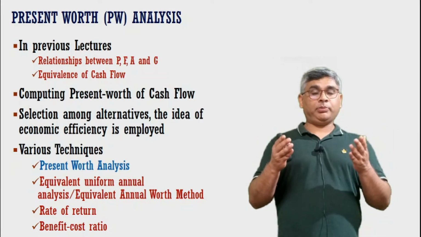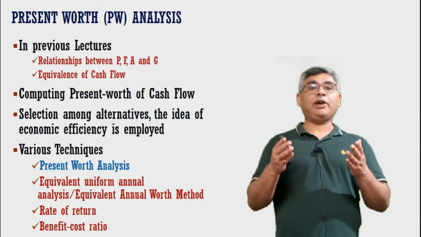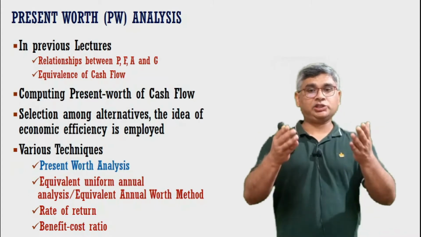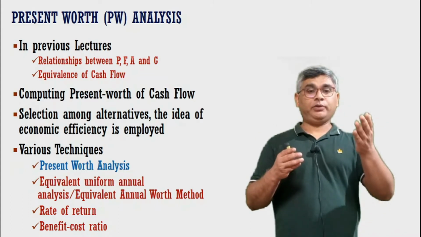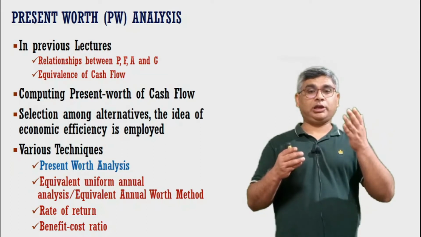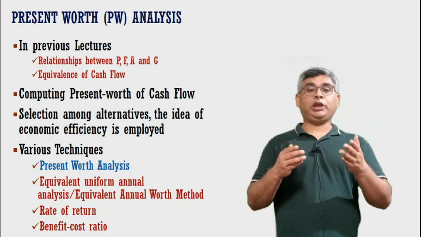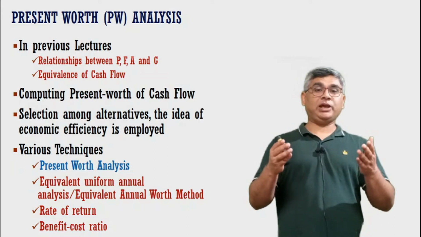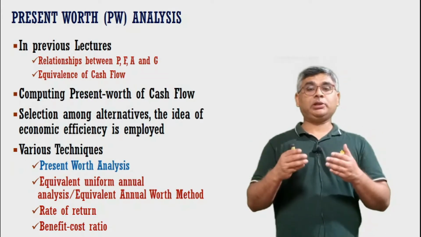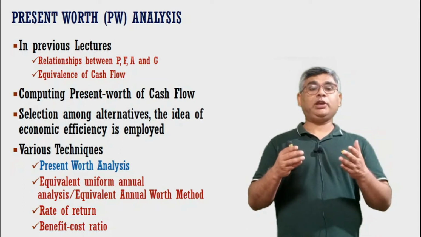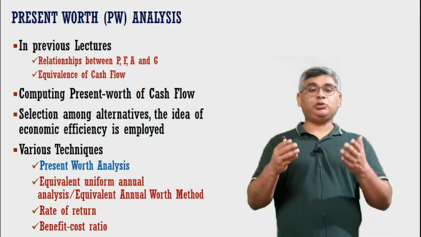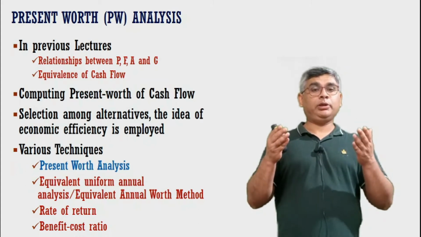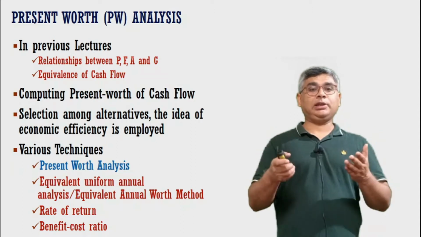Now, for selection among different alternatives, we have various methods. The present worth method is one among the listed ones. We can opt for the uniform annual worth method, sometimes also termed the equivalent annual worth method. We have rate of return and we have cost benefit ratio. In the present lecture, we will be just focusing on the present worth method or the present worth analysis.